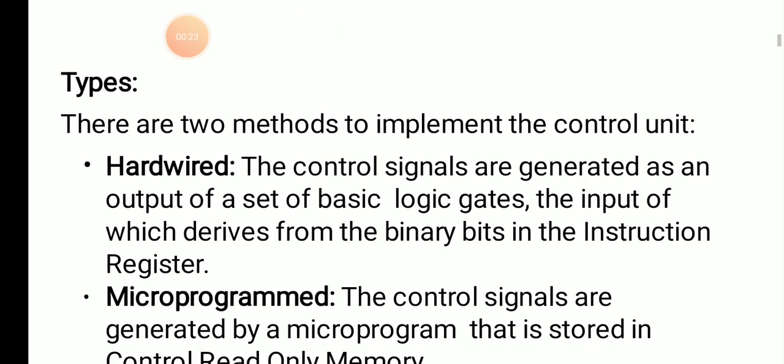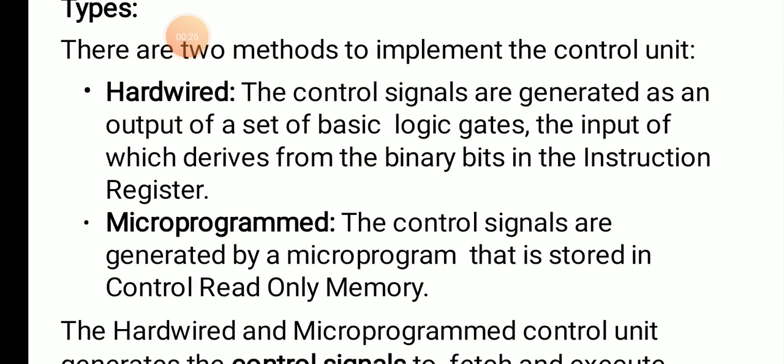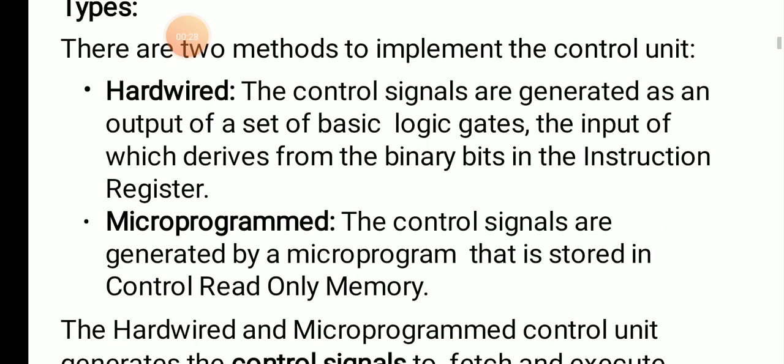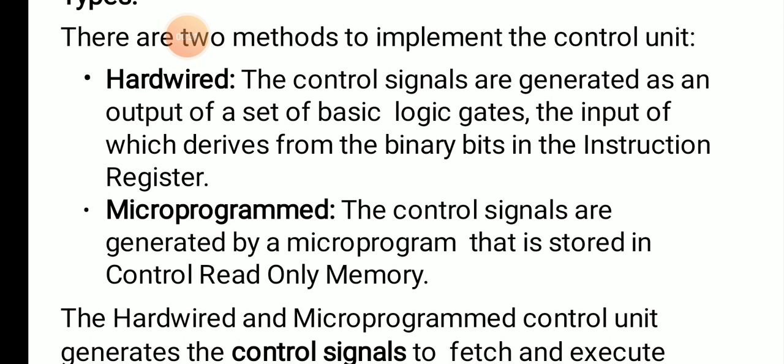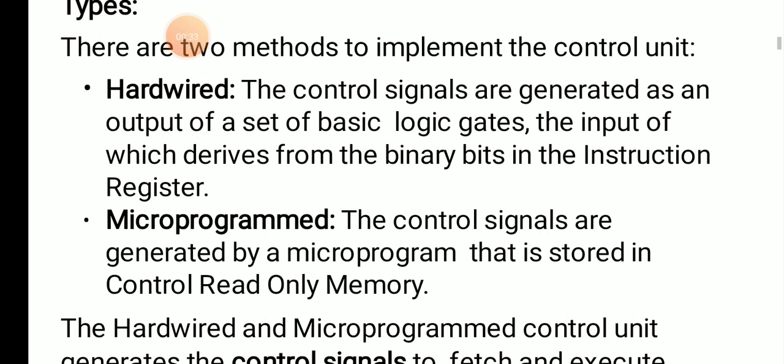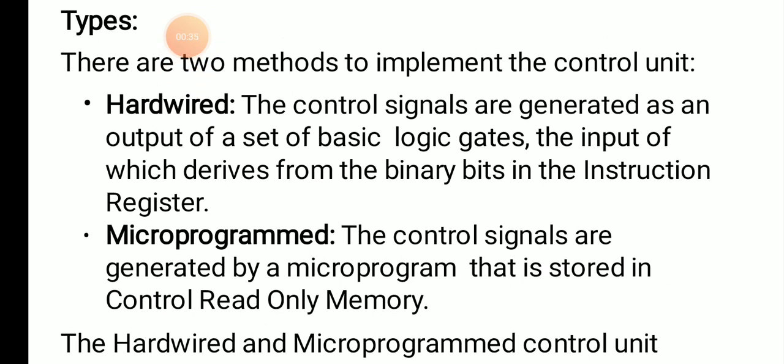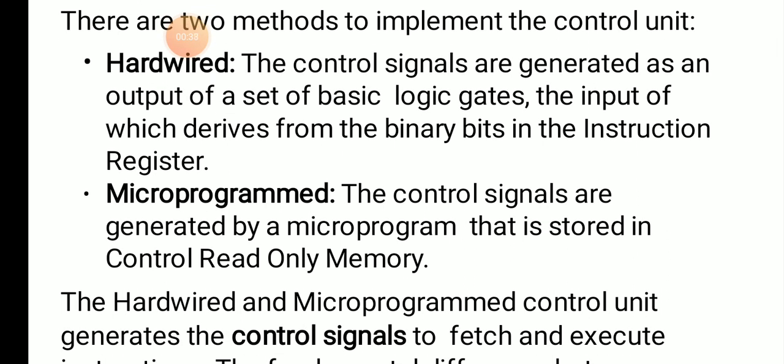So there are two types of control units. First one is the hardwired, second one is the microprogrammed. So if you want to implement the control unit, there are two methods. So what is that hardwired? The control signals are generated as an output of a set of basic logic gates like AND or NOT, the input of which derives from binary bits in the instruction register. So you have to provide the input as instruction register bits.